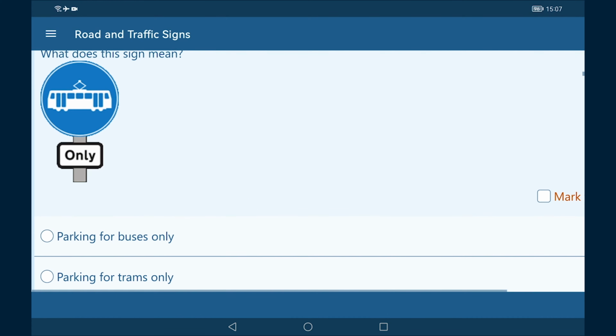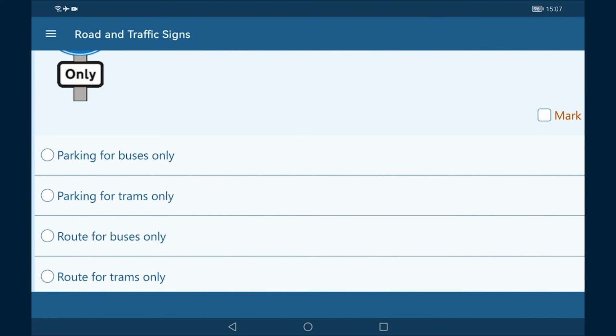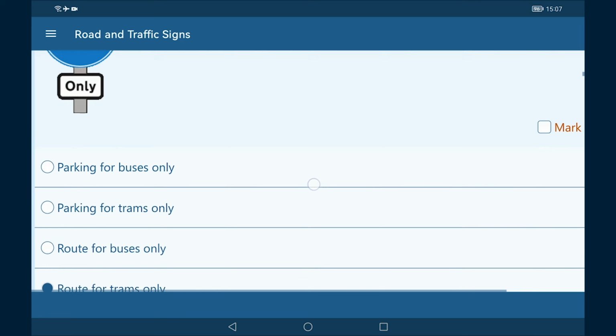Parking for trams only. Option 3. Route for buses only. Option 4. Route for trams only. The correct answer is Option 4. That is, route for trams only.